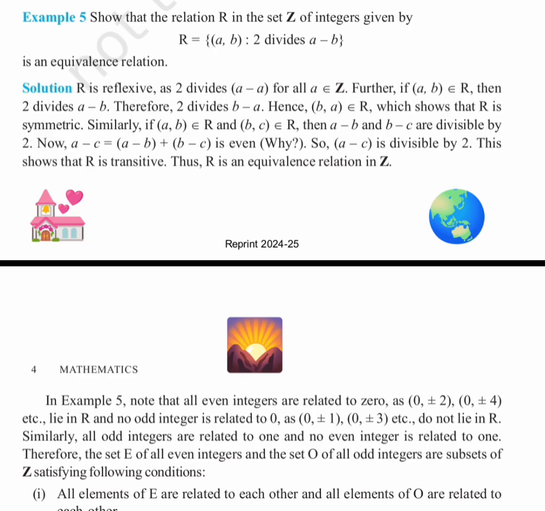Similarly, if (a, b) belongs to R and (b, c) belongs to R, then a minus b and b minus c are divisible by 2. Now, a minus c equal to (a minus b) plus (b minus c) is even. Why? So, a minus c is divisible by 2. This shows that R is transitive, thus R is an equivalence relation in Z.